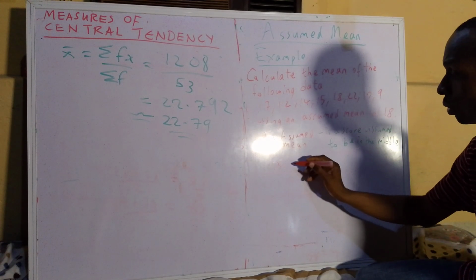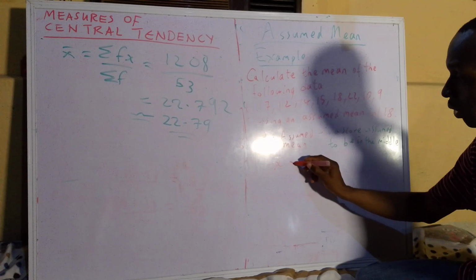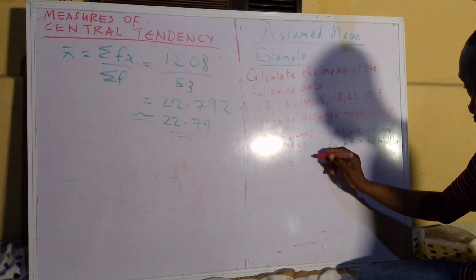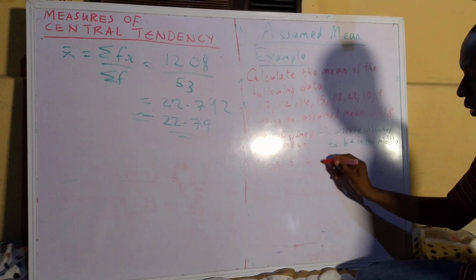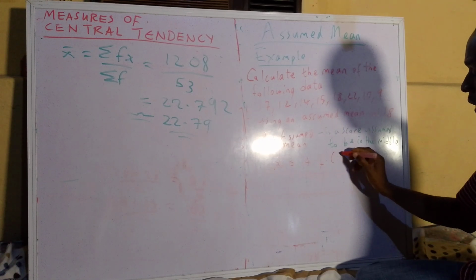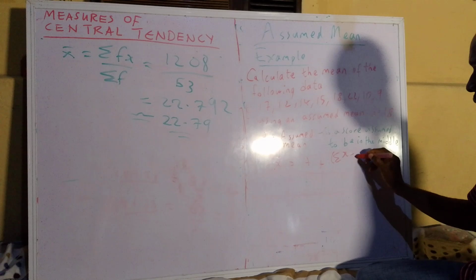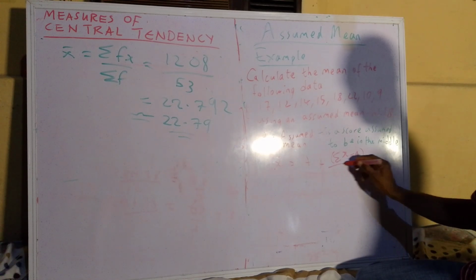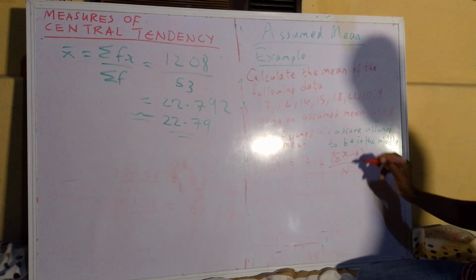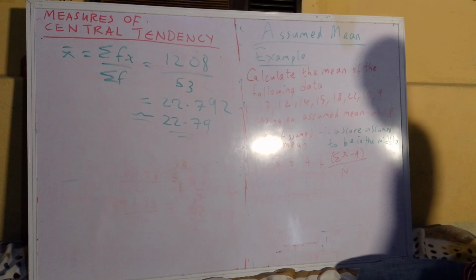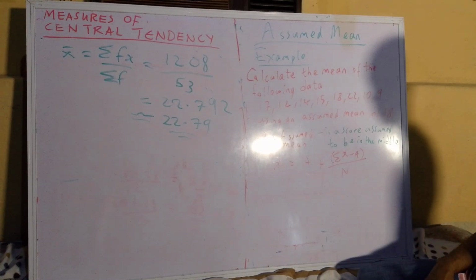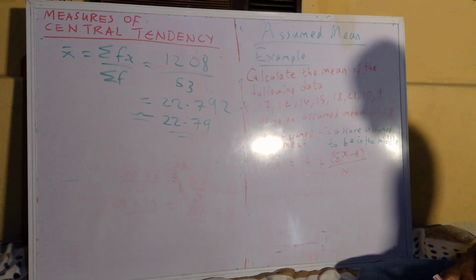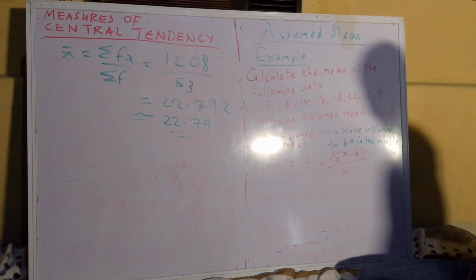So you draw the table. The formula of the mean, x bar, is equal to a, the assumed mean, plus the summation of x minus a, that is the summation of the deviation, all over the total number of scores in the data set. So that's the formula for the assumed mean. That's how you go about it.